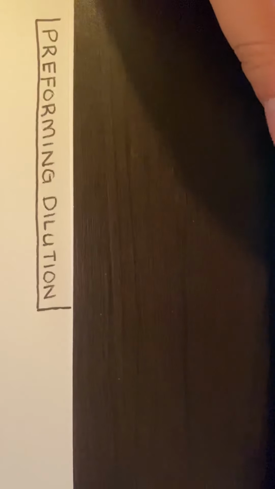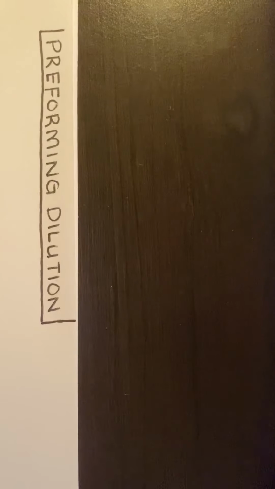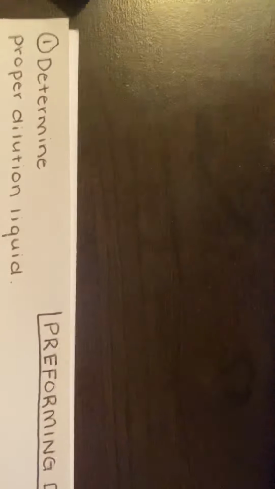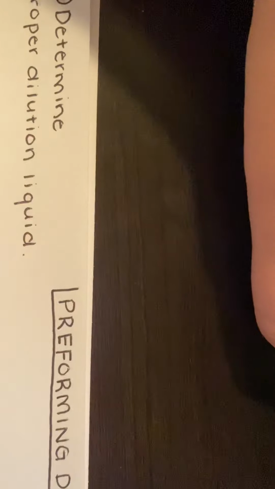From lab 3, I am going to be explaining how to perform a basic dilution. I don't have the actual materials, so I drew out some materials and wrote explanations, and I have some more things to add. So step 1 is going to be to determine a proper dilution liquid. In our lab and in my example, I'm just using water for that.